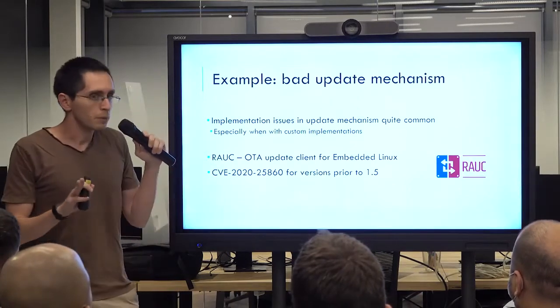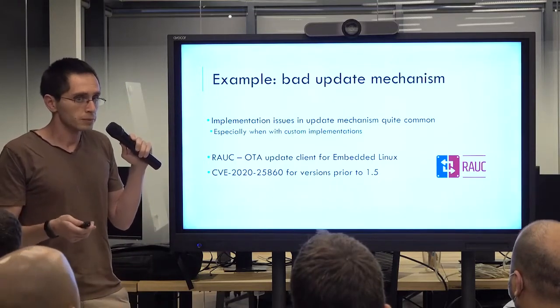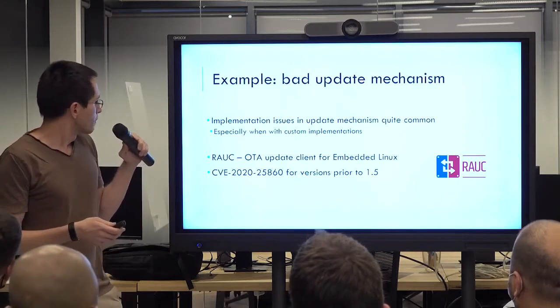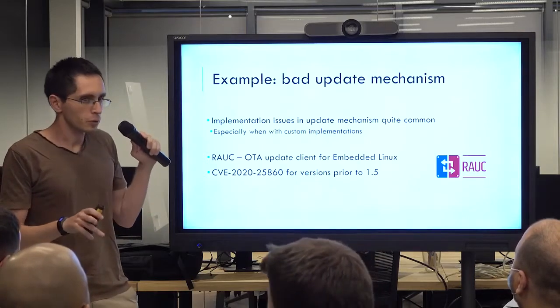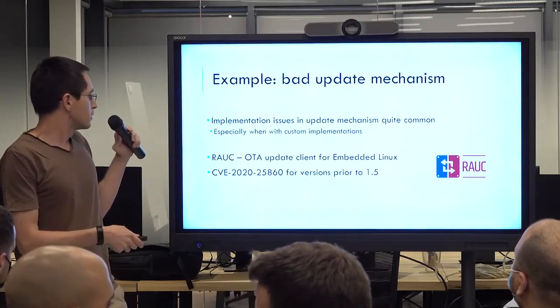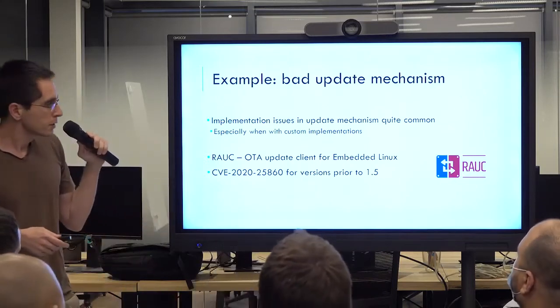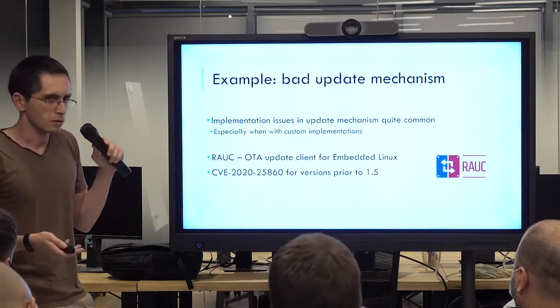First is that there are problems with update mechanisms. It's nothing perfect, and you shouldn't trust it blindly. You should monitor the bugs that appear. And second, that you must know the versions of the software you're using. So this is a bug in RAUC, which is a client for over-the-air updates for embedded Linux. It's quite commonly used. It's established software.